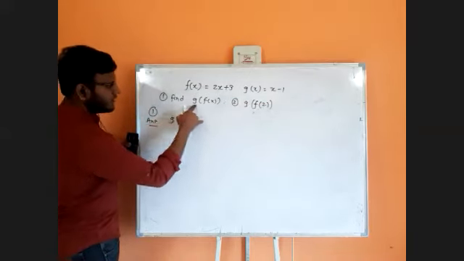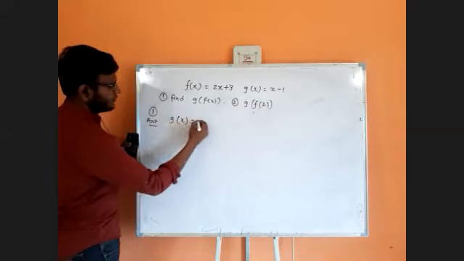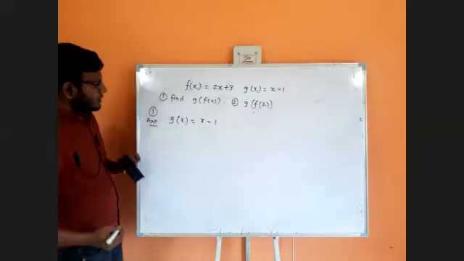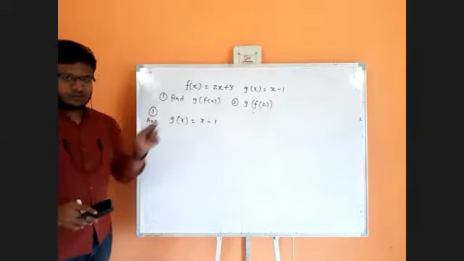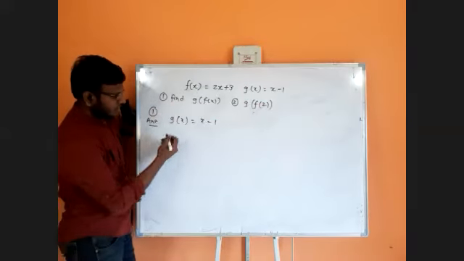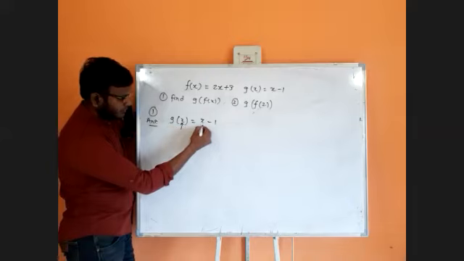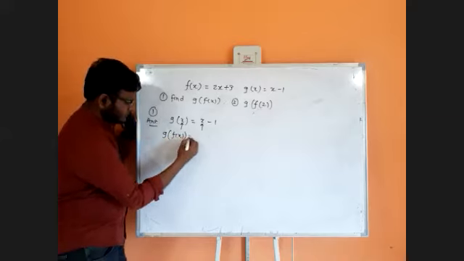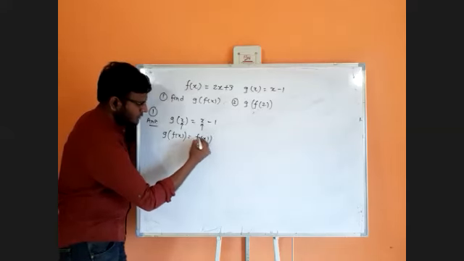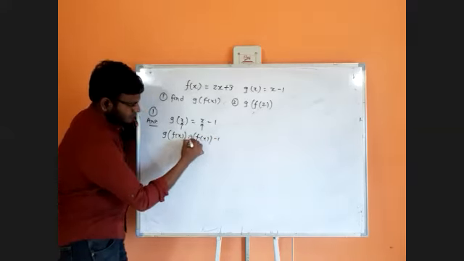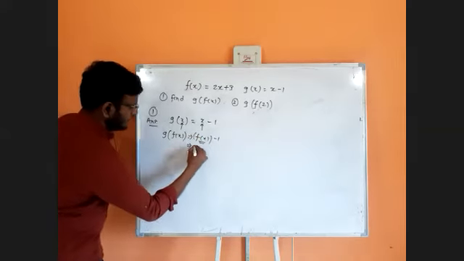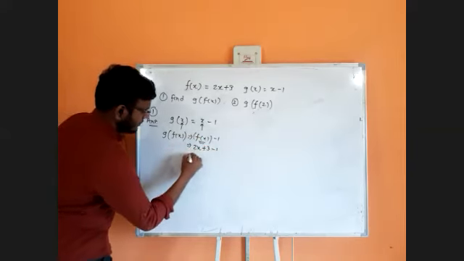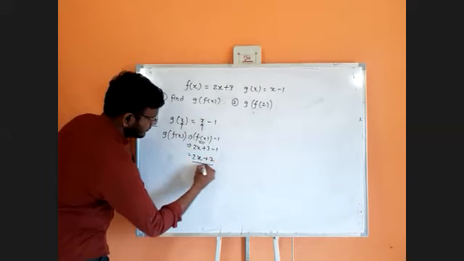Now to find g of f of x, first it is necessary to know g of x. So g of x is x minus 1. Now you tell me how to reach g of f of x. What do we have to do to find g of f of x? We just have to replace this x with f of x. Perfect. So g of f of x: as I replaced the x with f of x, it will be 2x plus 3 on the left side, and I also have to do minus 1. So f of x is 2x plus 3 minus 1. So answer is 2x plus 2.